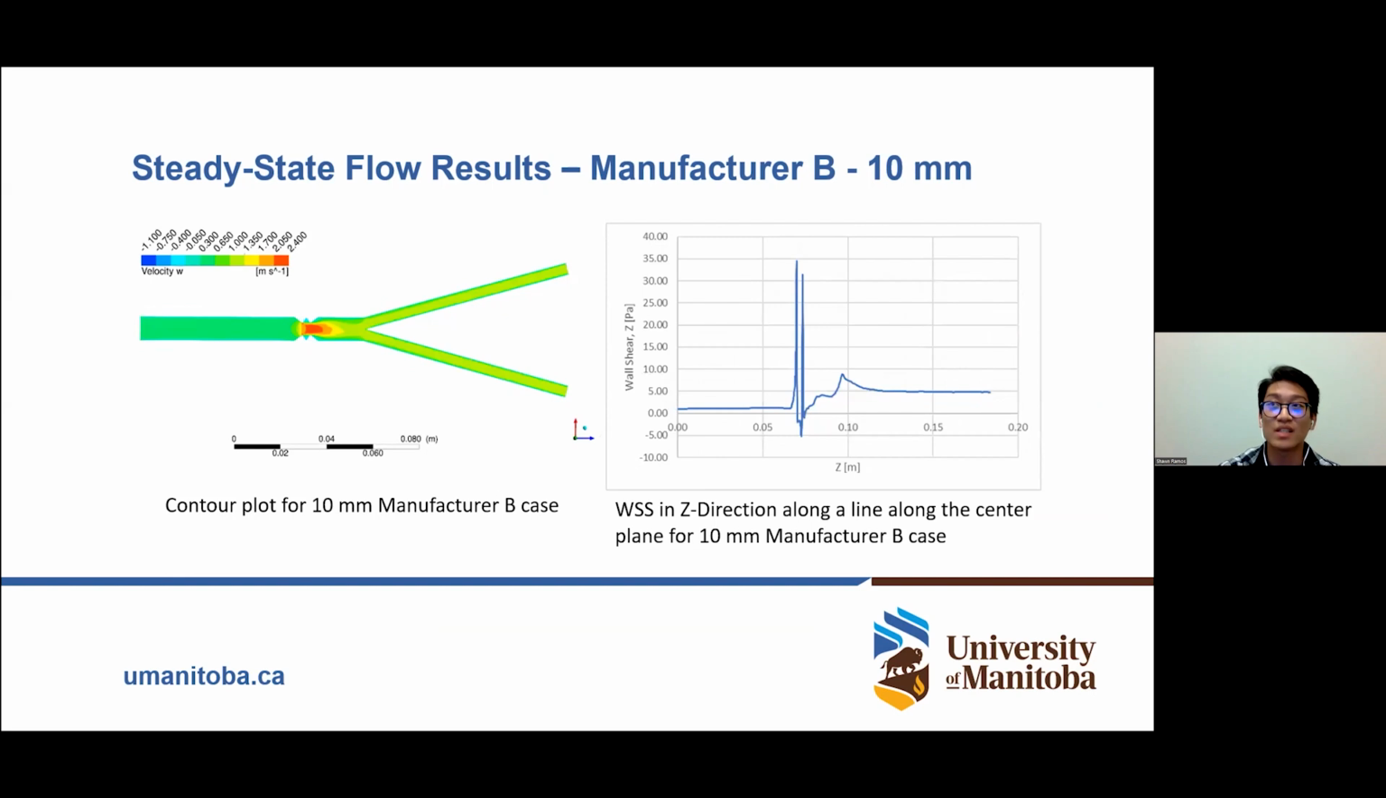Similarly, for the 10mm manufacturer B case, recirculating zones can be observed directly following both pentagonal geometry disruptions as shown again on the figure on the left. Of the 3 cases, the 10mm manufacturer B case was observed to have the greatest velocity along the center axis of the geometry disruption, which is expected due to continuity. Again, the wall shear stress changed signs 4 times, resulting in 2 recirculation zones for the steady state case.